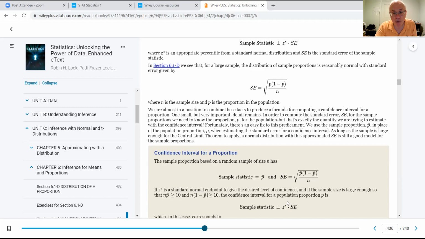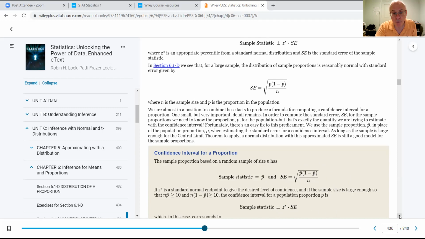And the question now is, what's the z star? Right? Because the z star times the standard error is our margin of error. And our margin of error is what we're going to be adding and subtracting to the sample statistic. This is what we've done before. And that gives us our confidence interval.